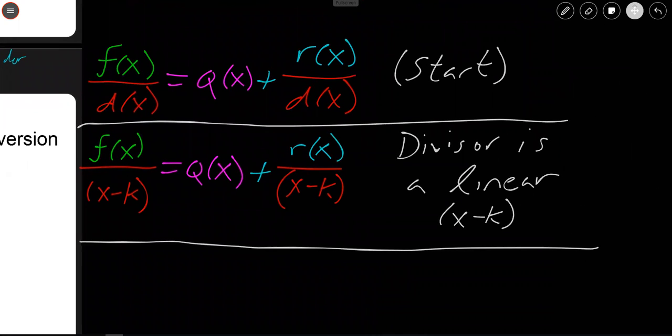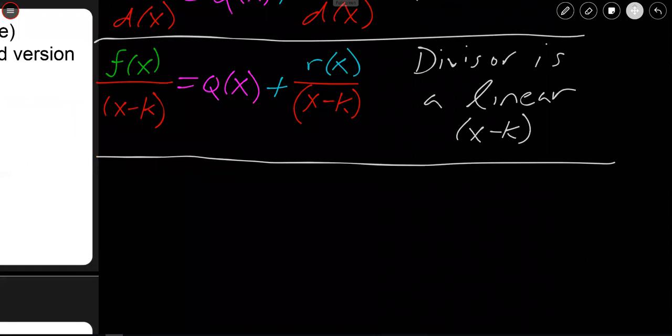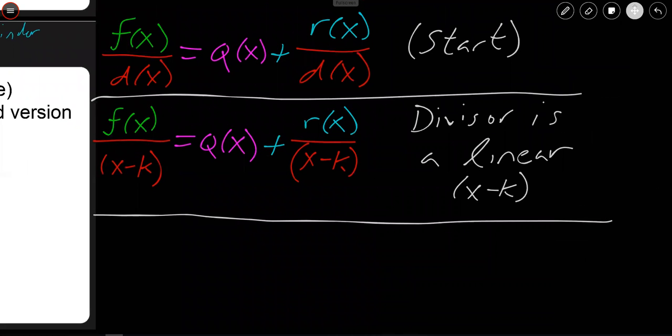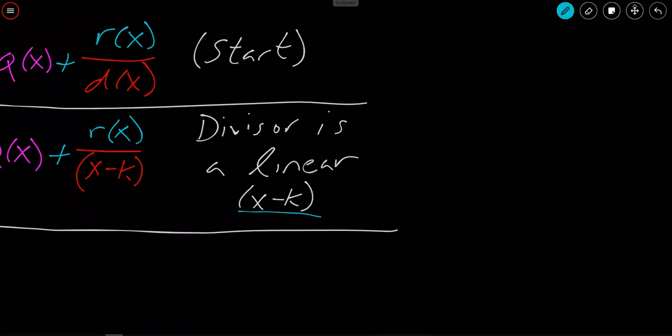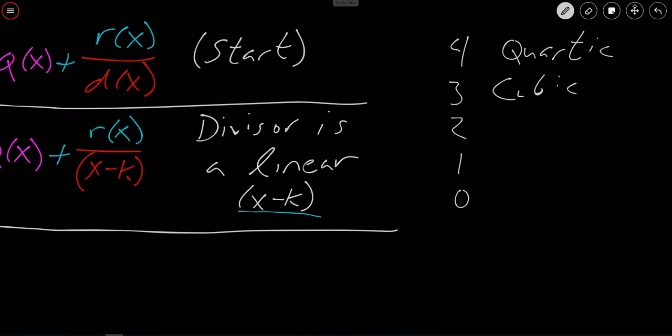So we know we're dividing by a linear here. Well, logically speaking, if I'm dividing by a 1st degree polynomial, that means my remainder has to be a degree lower than a 1st degree polynomial. If you remember your polynomial types, fourth degree polynomial is a quartic, 3rd degree is a cubic, 2nd degree is a quadratic, 1st degree is a linear, and then below 1st degree we call a constant.